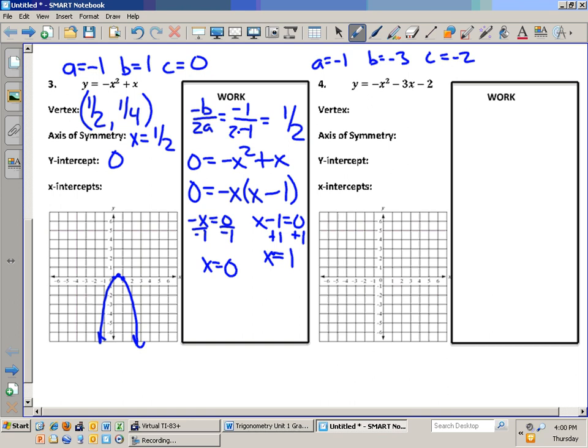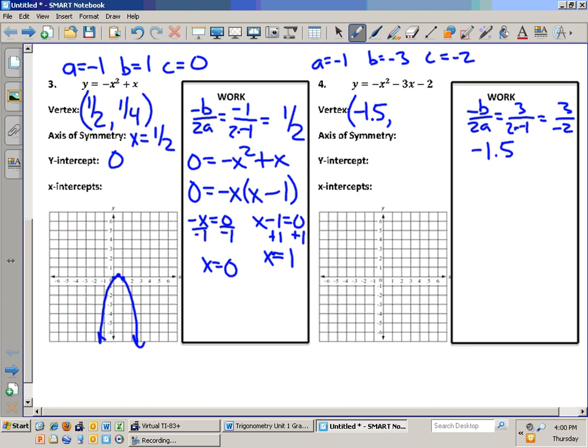To find the vertex, I do negative B divided by 2A. Negative B would be +3 divided by 2 times -1, which would be +3 over -2, which is -1.5. You can write it as a decimal or a fraction, that would be fine, but -1.5 is the x value of my vertex.